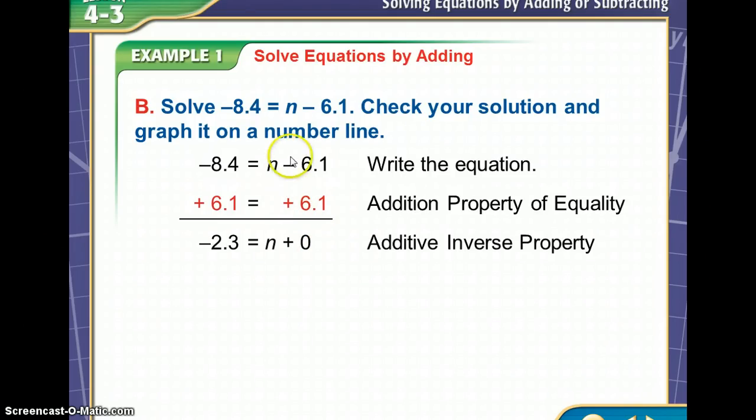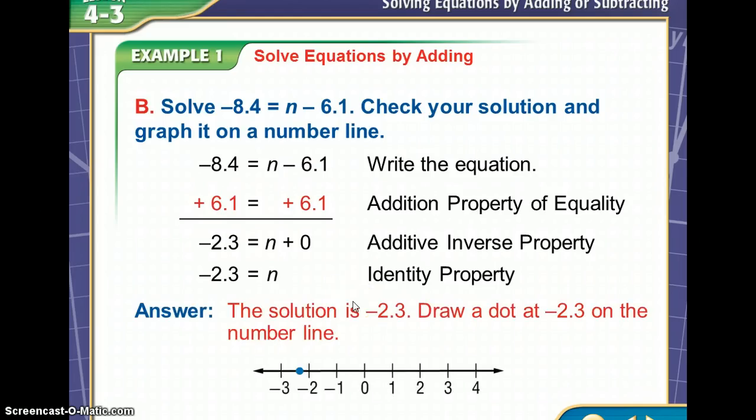What happens here is this cancels each other out. You're left with just 0. And you have negative 8.4 plus 6.1, and you get negative 2.3 over there. So the value for n is negative 2.3. And graphing that on the number line, it's somewhere between negative 2 and negative 3, somewhat closer to the negative 2.